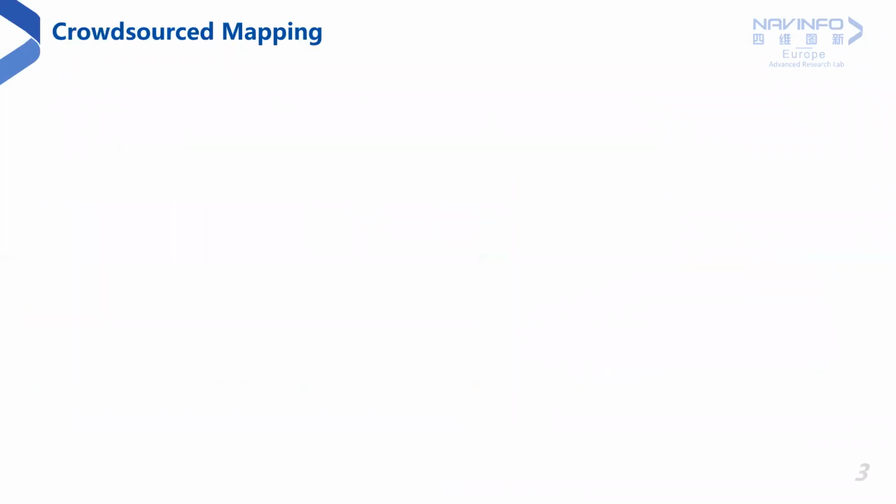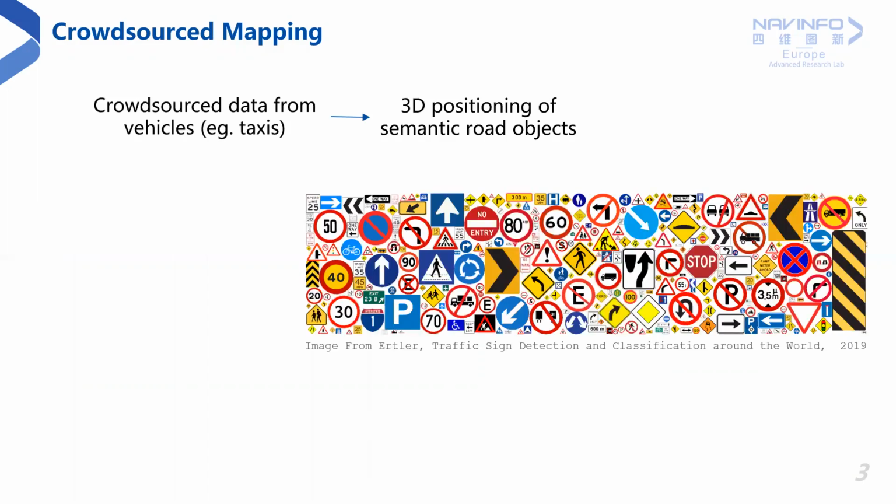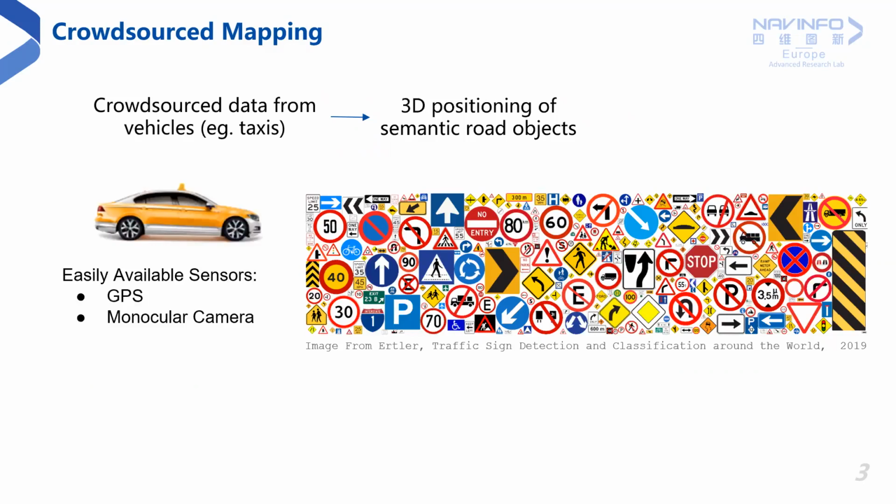Crowdsourced mapping can provide an alternative solution to this challenge. By collecting crowdsourced data from vehicles such as taxis that drive around the city multiple times over the week, we can map the 3D positions of semantic road objects. In this work, we focus on the 3D positioning of traffic signs, given their importance in safe driving. Such a setup can use the easily available global positioning system and a monocular camera for updating the map. Our objective is to map the geodetic and camera frame coordinates of the traffic signs.